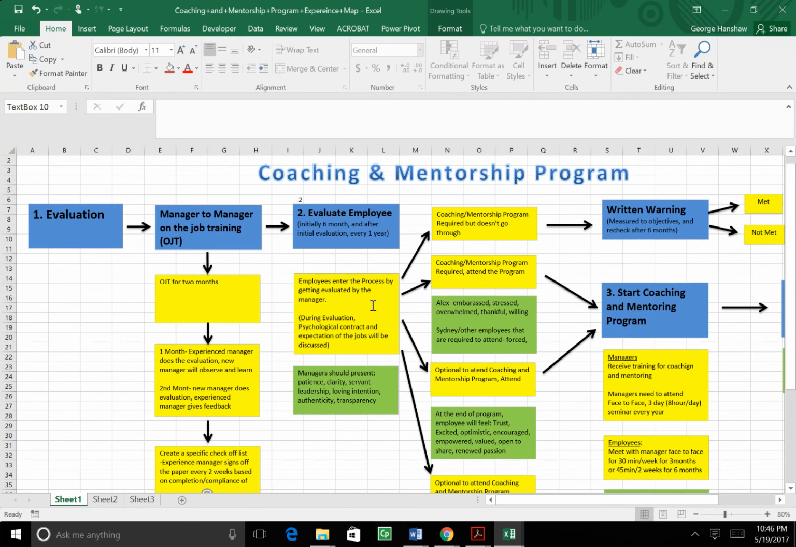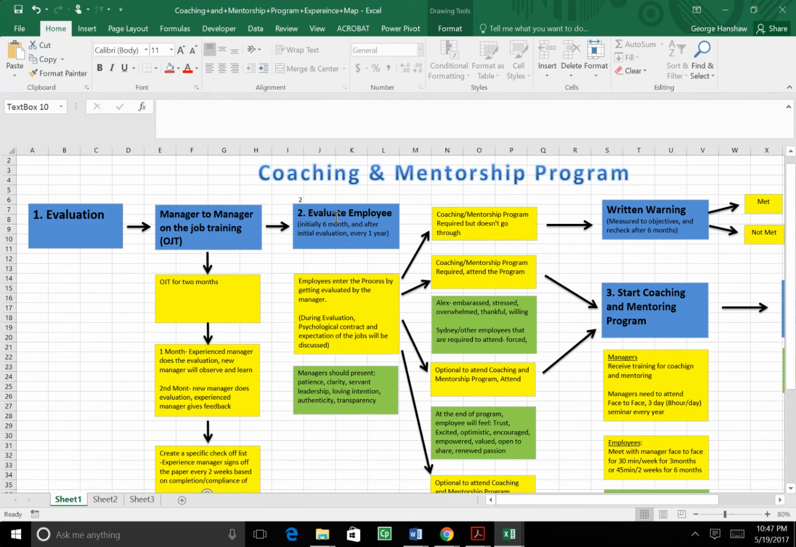Then they're going to evaluate. Now check out what we have here. We have more branches, so it's not linear in motion in the process. So managers should present patience, clarity, and all that. At the end of the program, employees will feel trust, excited, optimistic, encouraged, empowered, and valued. So these are the traits that will get them here. The yellow are the mechanisms that have to happen, so the actions, if you will, and the blue is what you came up with for your conclusion for your case study.